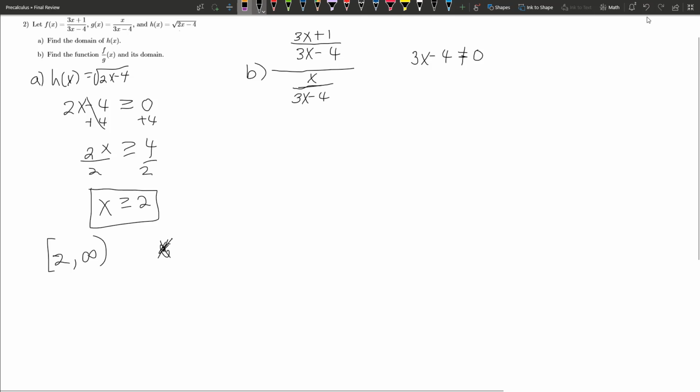Let's undo that symbol because we want it equaling 0 when we're solving it. Add 4 on both sides, so you get 3x is equal to positive 4. Divide by 3 on both sides, so x is equal to 4 over 3. So if x is 4 over 3, well, then that would make this thing down here 0, which means x divided by 0. We cannot divide by 0. That'll make it undefined. So this is one thing that x cannot be equal to.